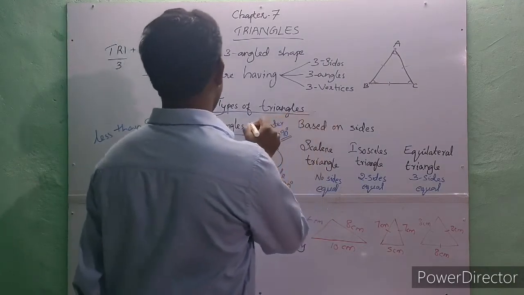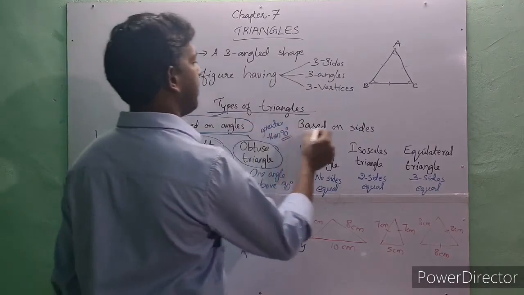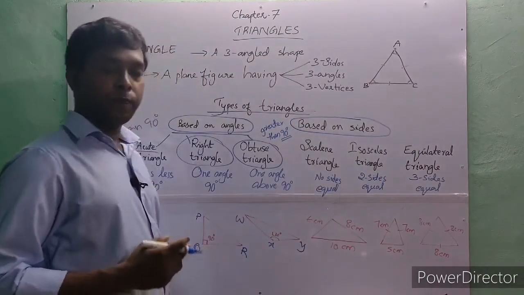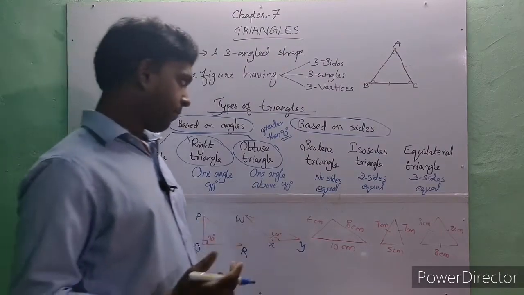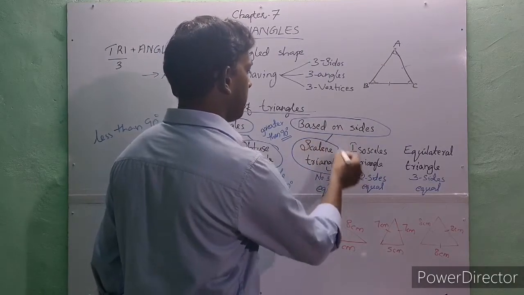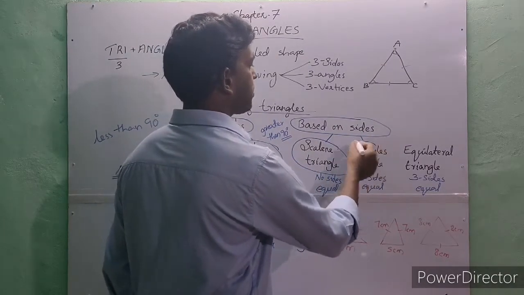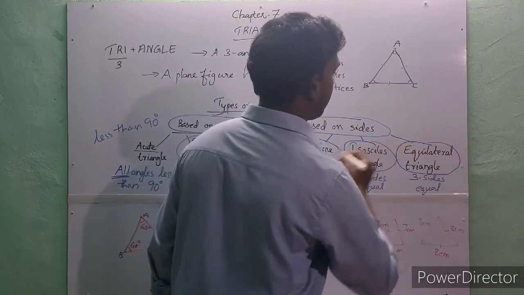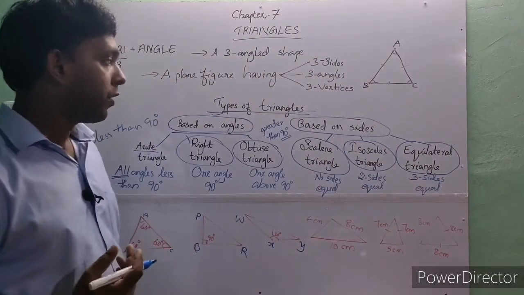Now the second category, that is based on sides. Triangles can be categorized into 3: scalene triangles, isosceles triangles, and equilateral triangles. Now let's try to understand what they are.